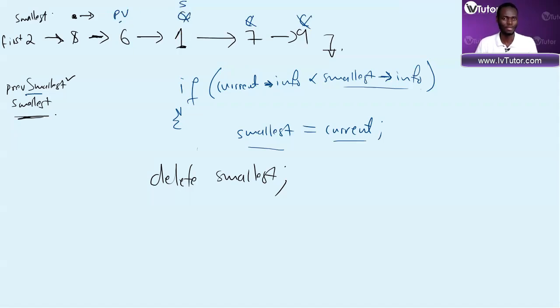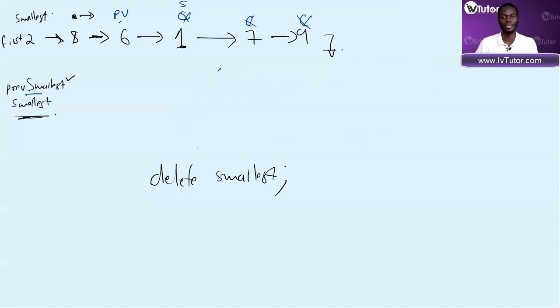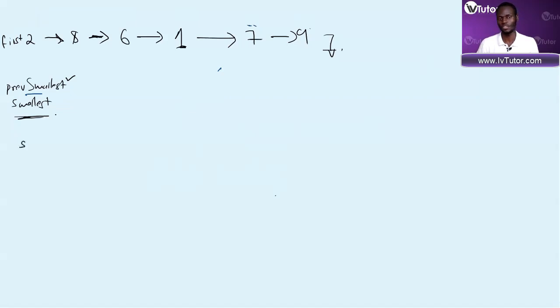Which means when you loop through your list, you need to use 2 pointers as well. So eventually, your logic will look like this. You're then going to say, assume that the first node is your smallest. I'm just going to use S just to make it easier to write, okay? I don't want to write smallest every single time. So I'm going to use S for smallest, PS for previous smallest, C for current, PC for previous current.